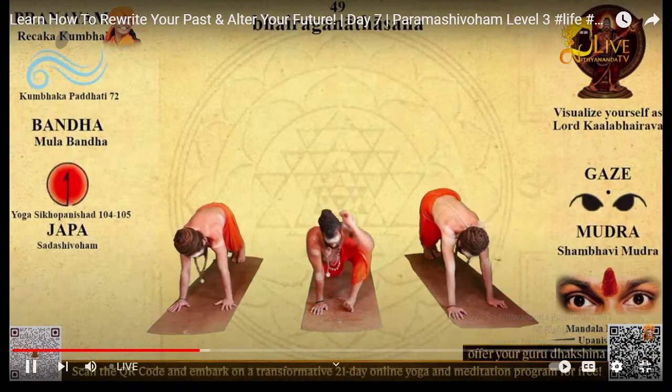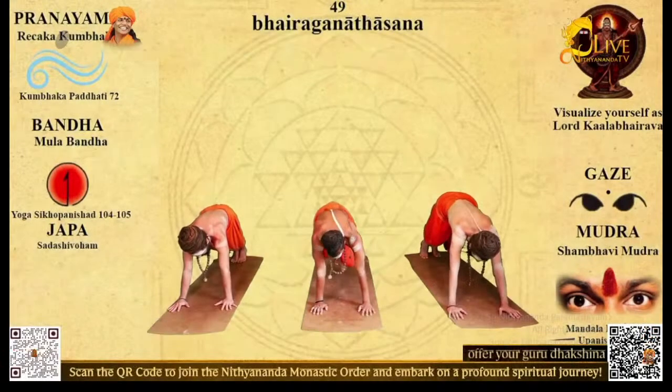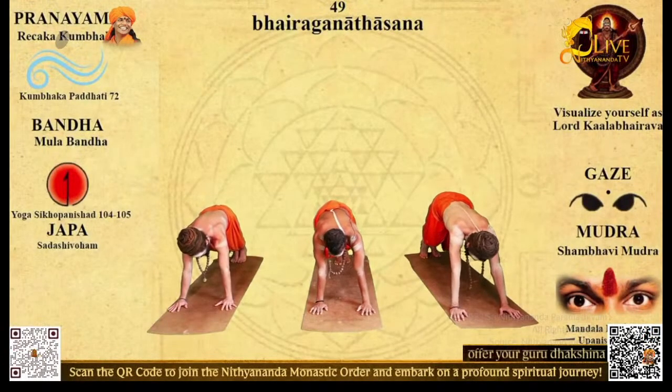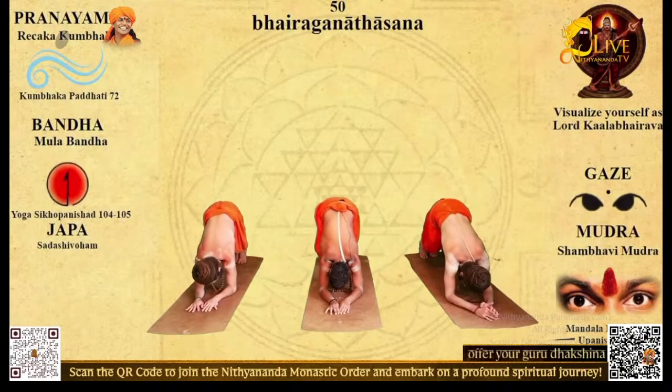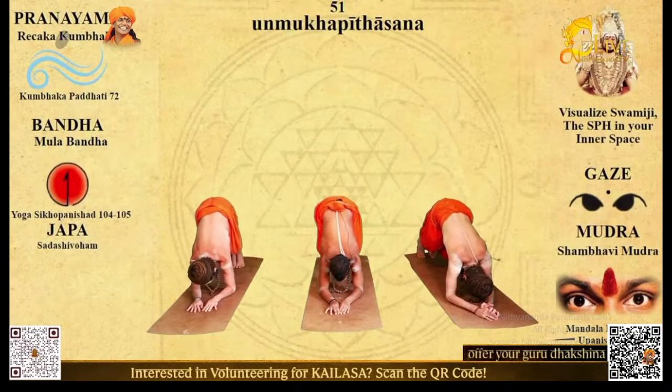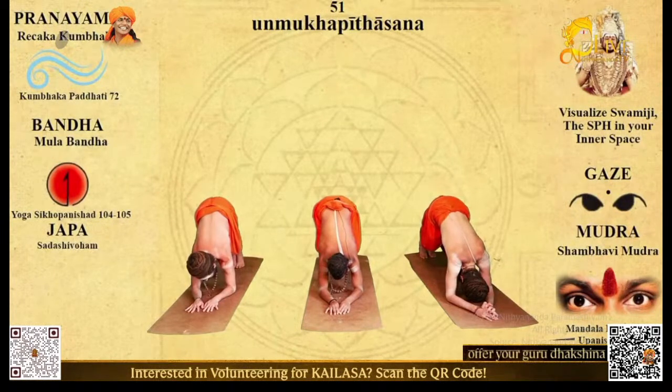The next asana is Unmukh Pidhasana. Now, from the plank position, lower the elbows down on the ground, hips high, bring the feet forward, gaze to the third eye as you perform Unmukh Pidhasana.